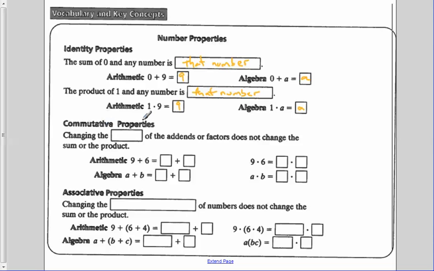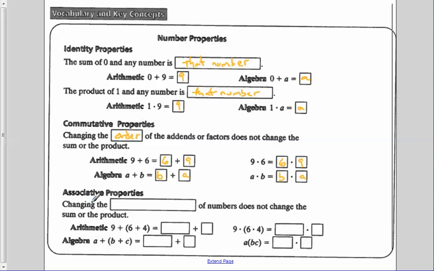Then we look at our commutative property. Remember, this is kind of like our order property, changing the order of the add-ins. Those are the numbers that we're adding together, or factors, the numbers we're multiplying together, does not change the sum or the product. So 9 plus 6 is just like saying 6 plus 9. Or 9 times 6 is just like saying 6 times 9. In algebraic, to say a plus b is just like saying b plus a. And a times b is just like saying b times a.